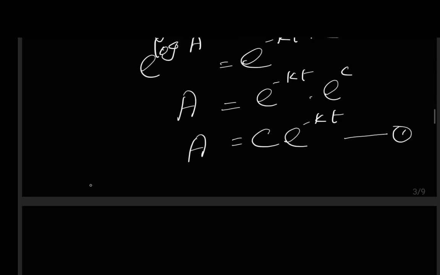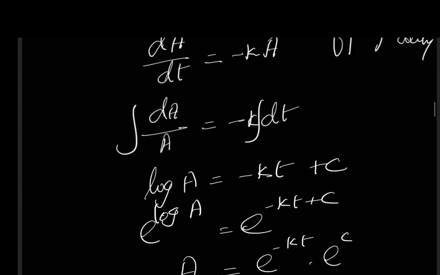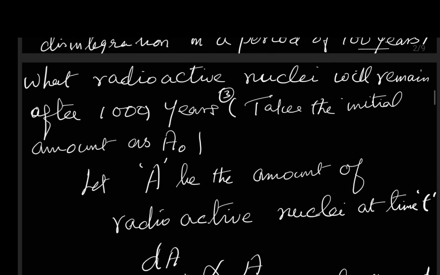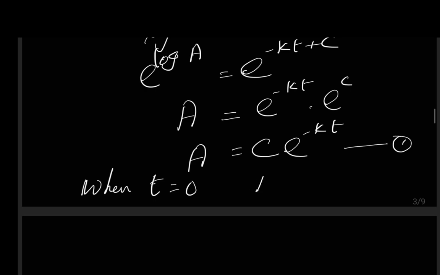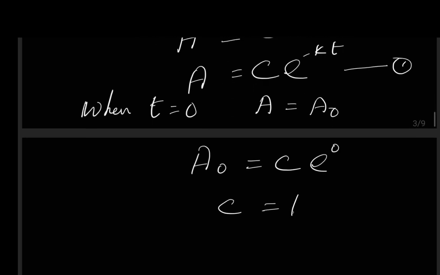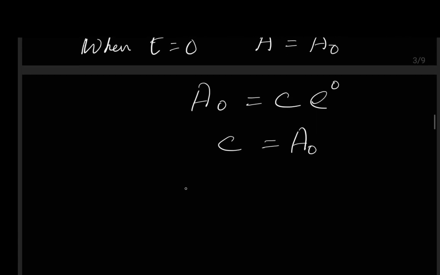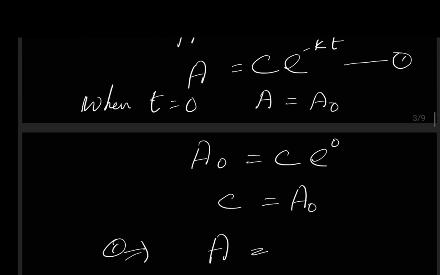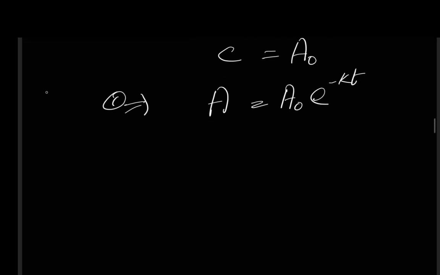Now initially, when t is equal to 0, they gave the initial amount of nuclei A0, so A is equal to A0. Therefore our equation becomes A0 is equal to C e power 0, so C is equal to A0. Therefore equation 1 becomes A is equal to A0 e power minus Kt. The first part is over.